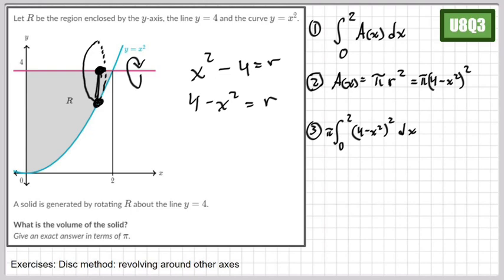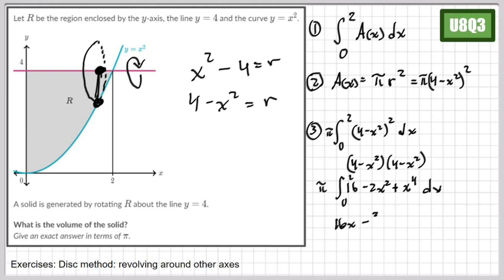So I get 4 minus x squared times 4 minus x squared. I get 16 minus 2x squared plus x to the 4th dx. And we have our pi on the outside, 0 to 2. The antiderivative of 16 is 16x. And then we're going to subtract 2 over 3x to the 3rd. And then plus 1 over 5x to the 4th. And we're going to plug in 2 and 0. And when we're all done, we're going to multiply it by pi.